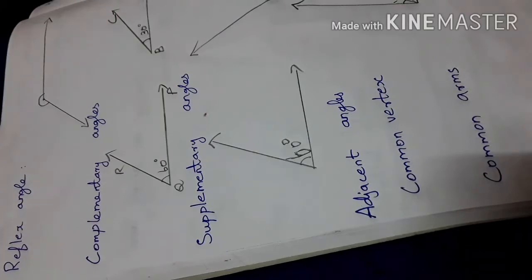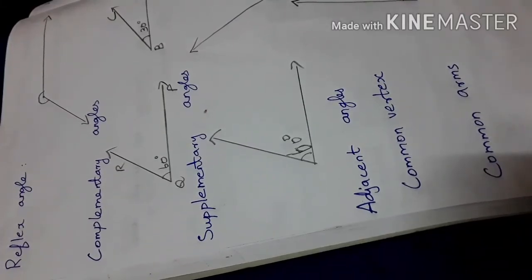Next, reflex angle. An angle more than 180 degrees is called a reflex angle. The angle that measures greater than 180 degrees and less than 360 degrees is called a reflex angle.